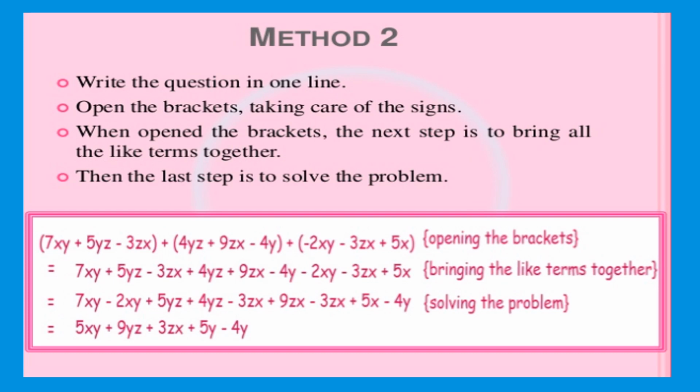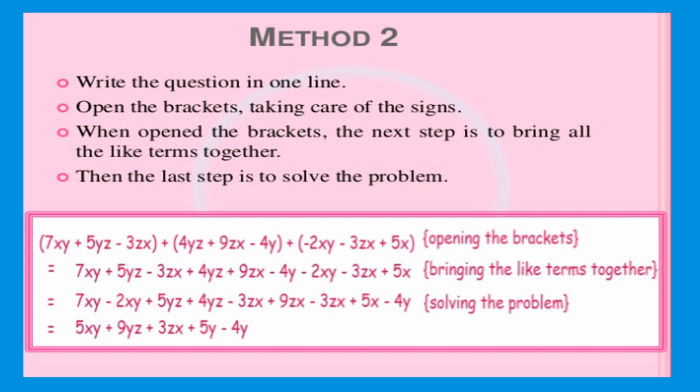Let us go to the same sum in a different method. Write the question on the first line. Now you put brackets for each one. Bring the same expression: 7xy plus 5yz minus 3zx. Now plus into plus becomes plus: plus 4yz. Plus 9zx. Plus and minus 4y. Plus and minus becomes minus 2xy. Plus and minus becomes minus 3zx, plus 5x.